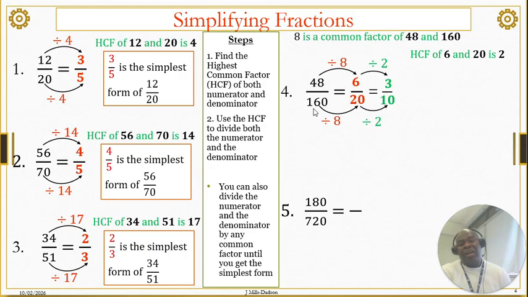If you had worked out the highest common factor, you would have gotten 16 as the highest common factor, and therefore you could have divided both numbers by 16, and that will still get you to 3 over 10.